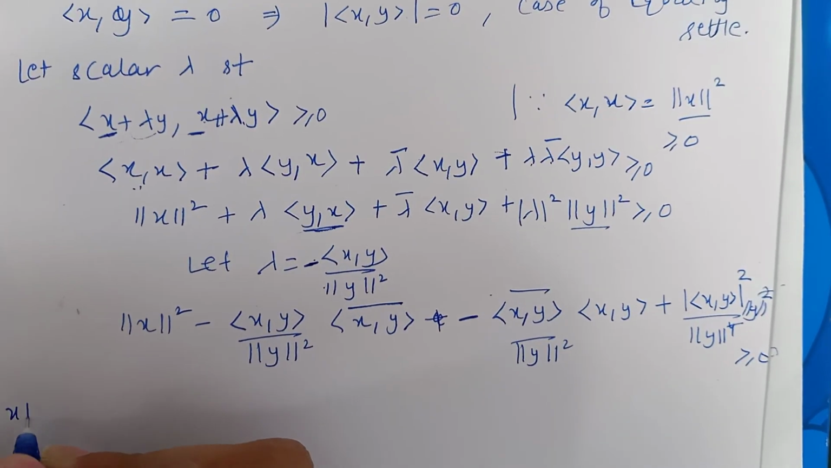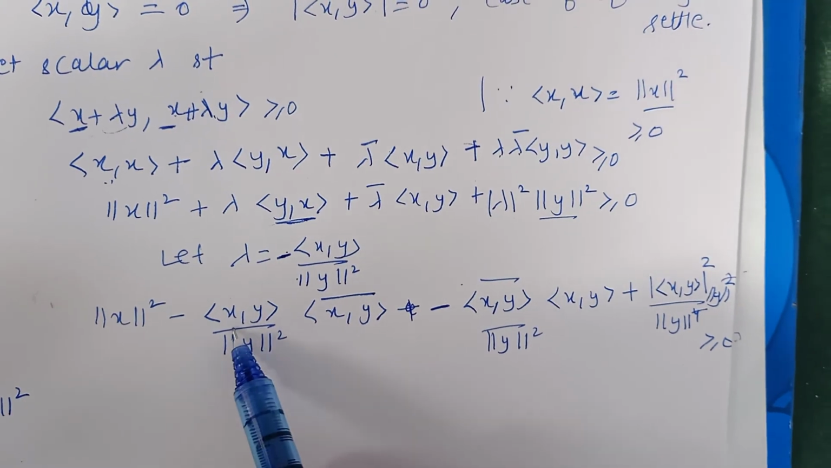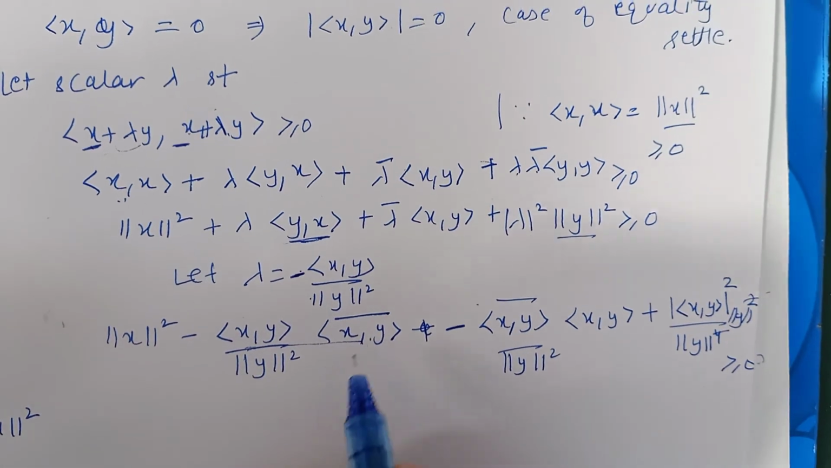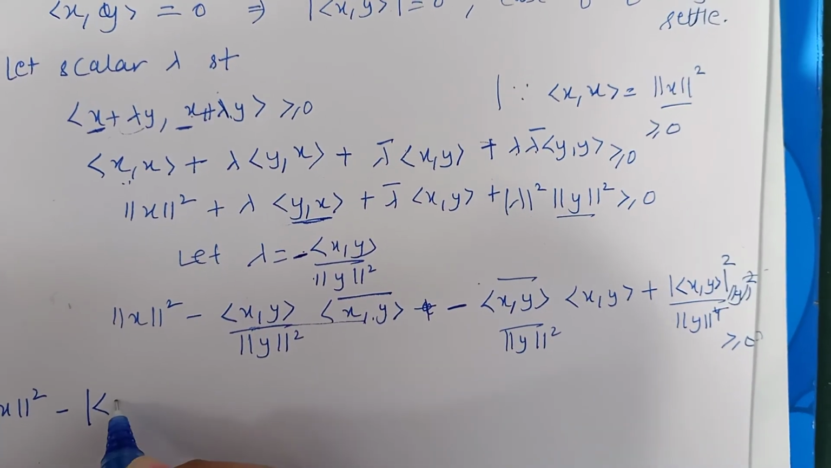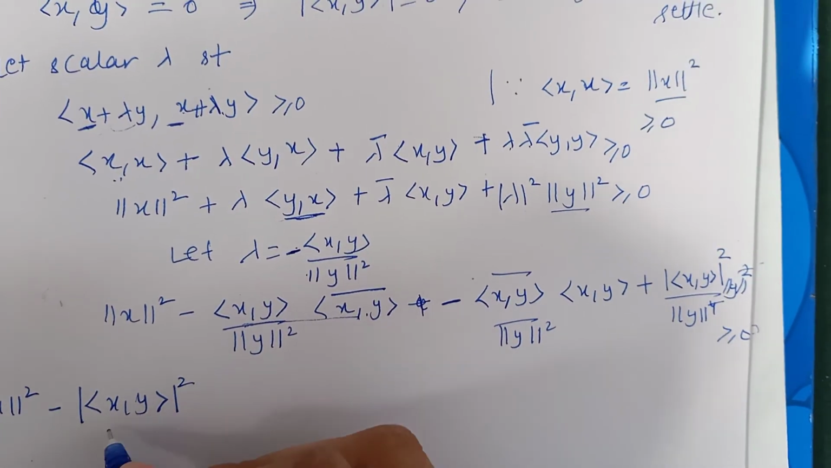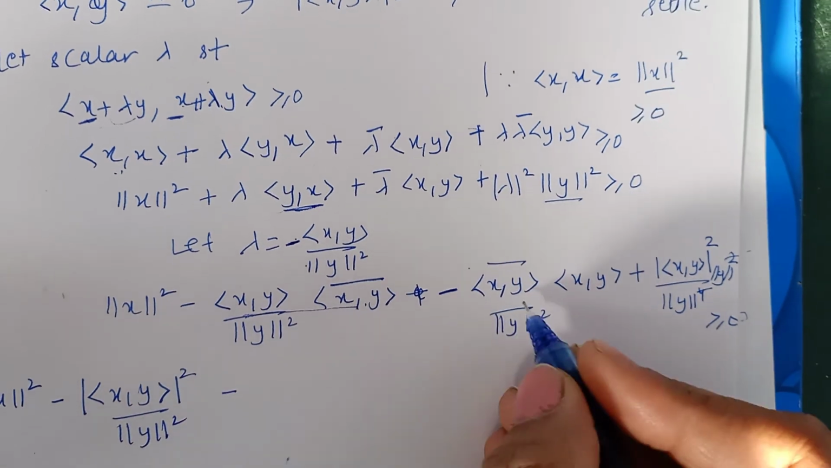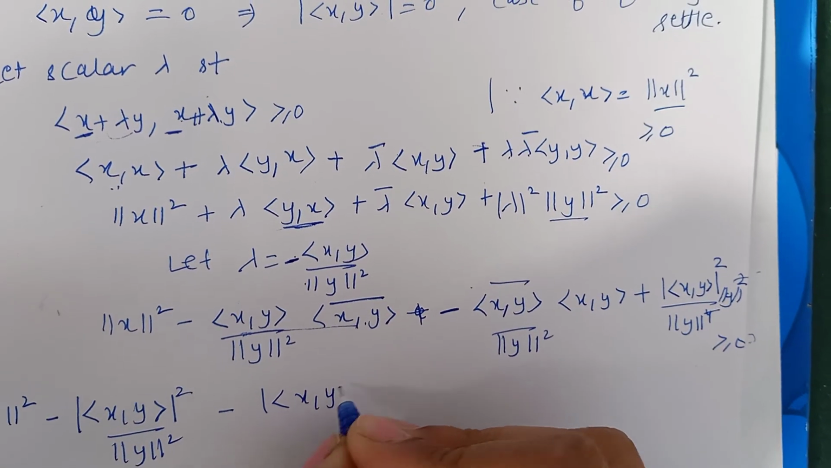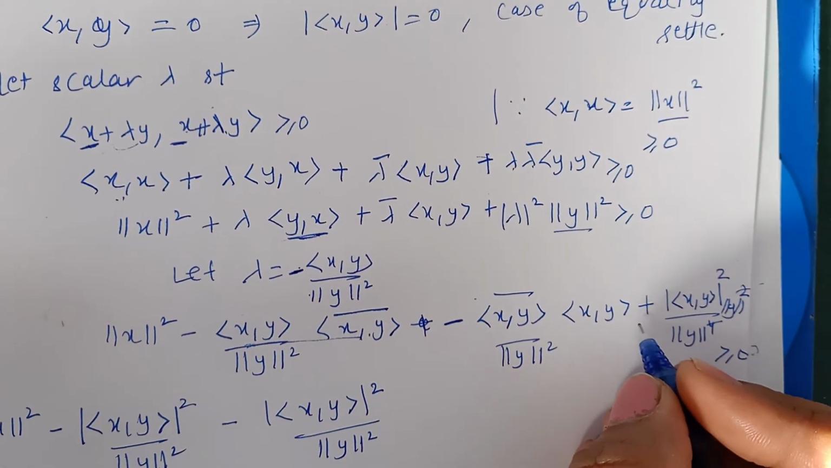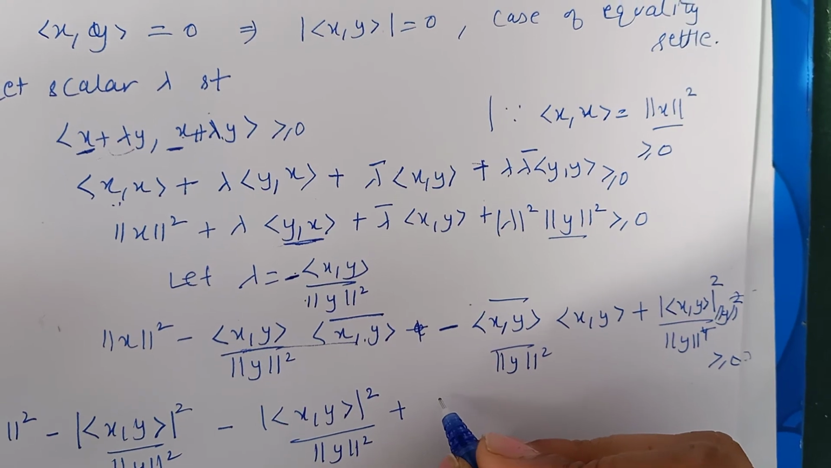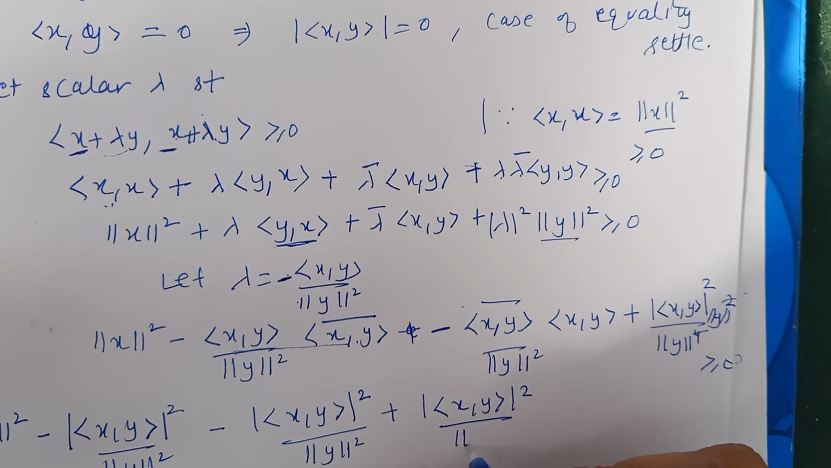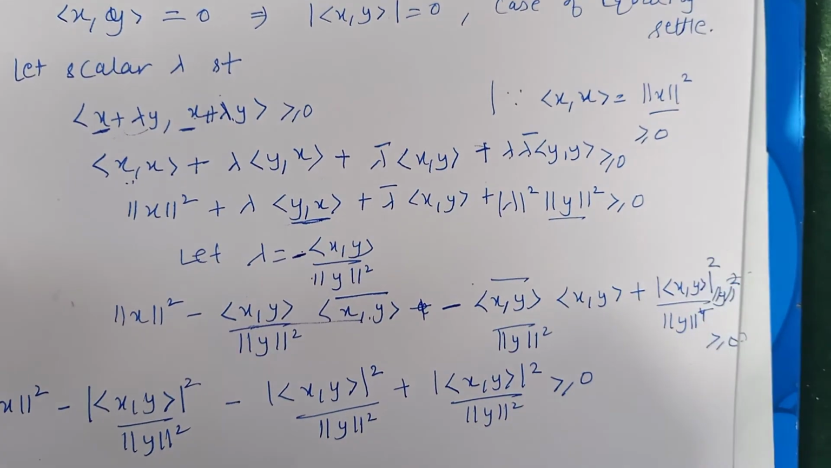So further, using this concept of complex numbers, we can write this as mod of the inner product of x and y square upon norm of y square, minus mod of x comma y square upon norm of y square, plus mod of x comma y square upon norm of y square, is greater than or equal to 0.